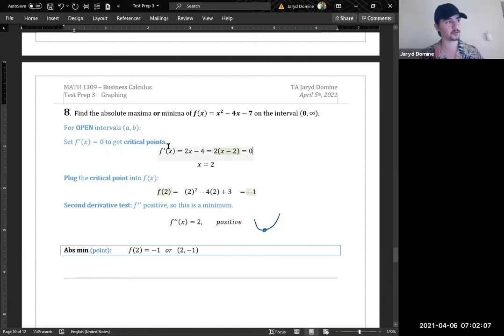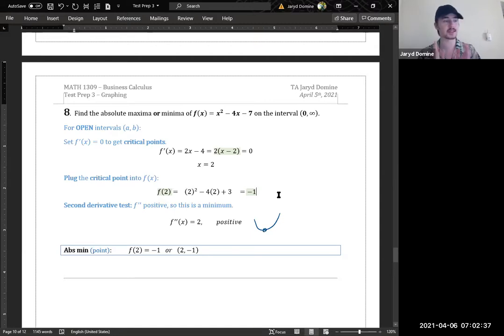All right, so as before, we're going to get the critical point, right? So we take the derivative, we get 2x minus 4. Then I factored this out. So we have 2 times x minus 2. And that gives us x equals 2, right? That'll make it 0. So this is a critical point at x equals 2. All I have to do now is find the value there. So f of 2, plug in a 2, I get minus 1. Right, so I have the point (2, -1).